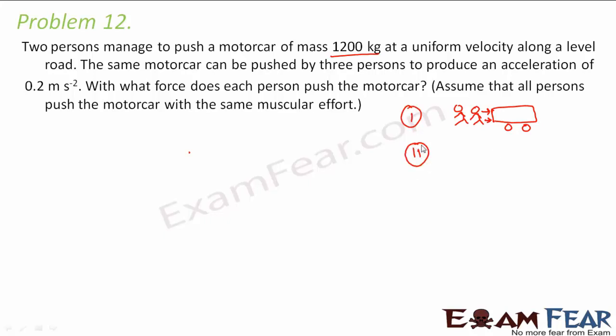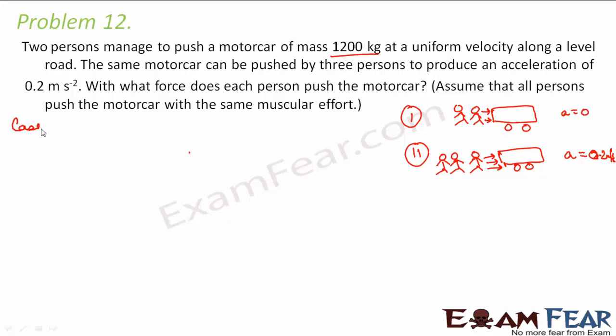In the second scenario, what happens? The same motor car is now being pushed by 3 persons. Now, in the first case, it was moving with a uniform velocity. That means acceleration was 0. But in this case, when 3 people are trying to push this motor car, the acceleration is 0.2 meter per second square. So we have to find out the force with which each person is pushing the motor car.